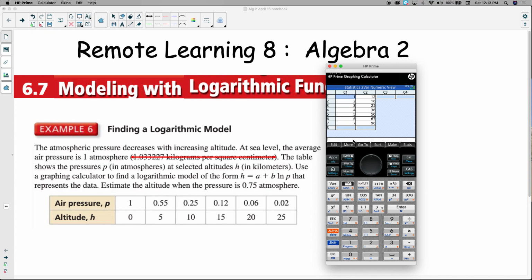So I'm going to make this first column all of my inputs. And all right, so it looks like I've got 0.55 is the next one, 0.25, and so on. Let's just type these in. And I've got to delete that one, so let's just delete that guy. And while I'm thinking about it, delete that guy. Okay, so those were the various air pressures, and let me just double check those numbers. Okay, and then the altitudes.